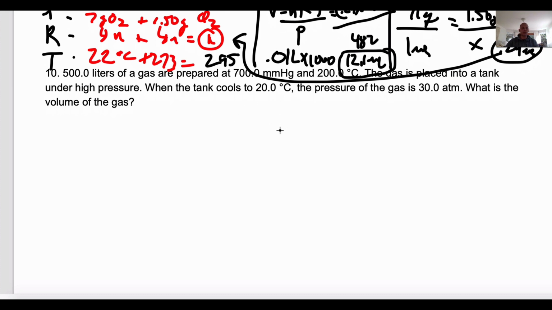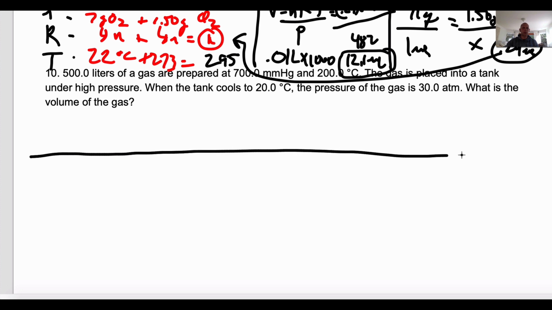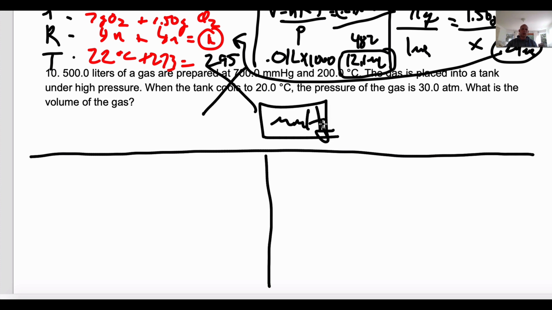And this is a really, really good problem. So I'm going to outline up here sort of what you're going to do in this problem, and then we'll solve it down here. Okay. So 500 liters of a gas are prepared at 7. You know, actually, to be honest with you, I'm going to have you skip this problem because I've done nothing with millimeters of mercury, which is another pressure unit, with you guys. But if you wanted to do this problem, there's a conversion from millimeters of mercury to atmospheres, okay?